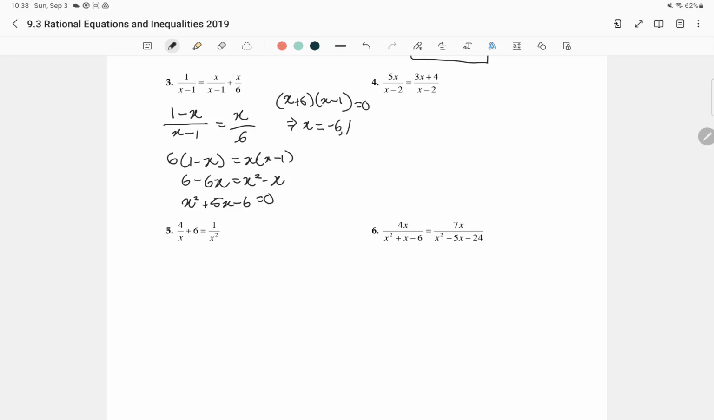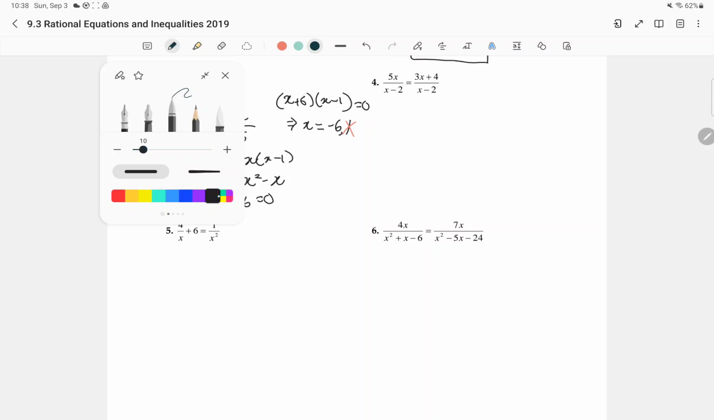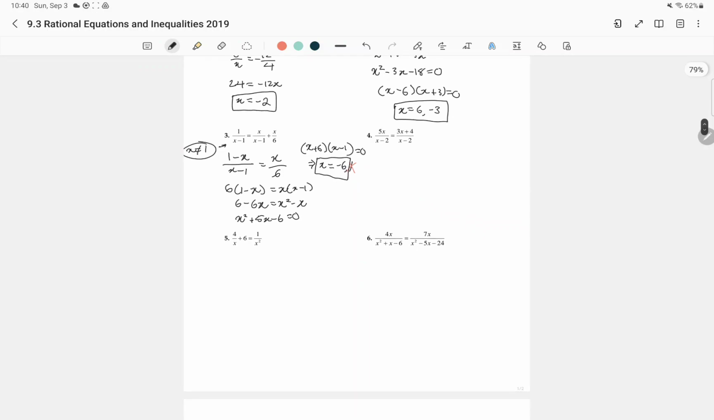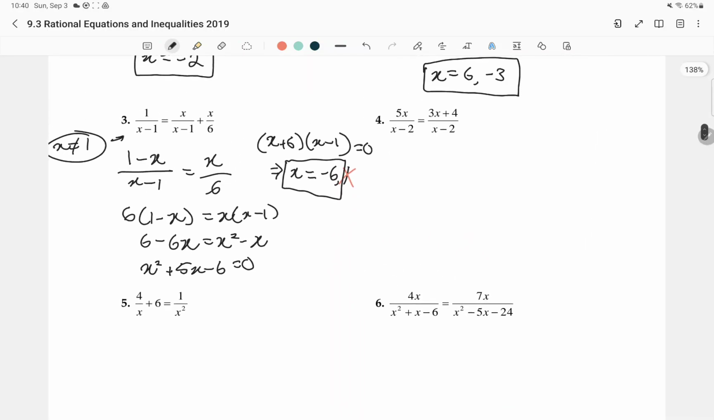However, we need to be careful. If we look at our extraneous solutions here, x cannot equal 1. So we're going to have to cross out this answer. So that means our answer is going to be x equals negative 6, and x equals 1 is not going to be one of the answers.